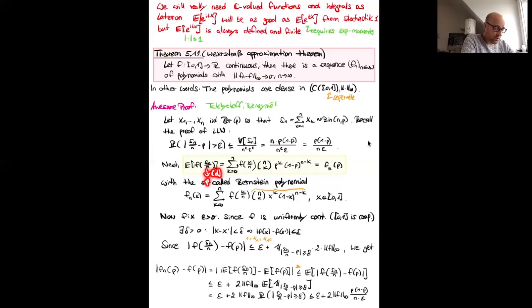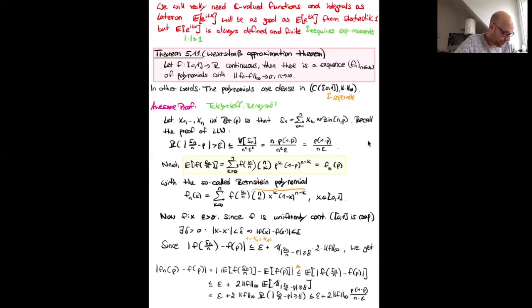So by weak convergence, I automatically know that this term here converges to the expectation of f of p. But since f of p is deterministic, this is f of p. So we have pointwise convergence for every fixed p. But that's not enough. We want uniform convergence. But convergence in distribution gives us pointwise. Okay, no trouble. We can also prove the uniform convergence.